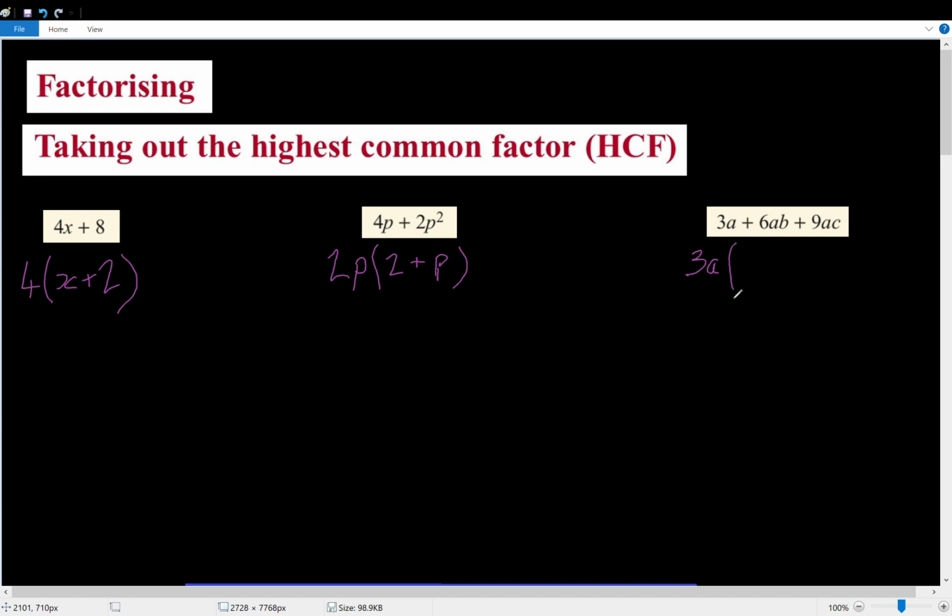Now we open our brackets, and now what we have to do is divide each of these terms by our highest common factor, which is 3a. 3a divided by 3a is 1, and then 6ab divided by 3a is going to be 2b. And 9ac divided by 3a is going to be 3c, like that. And then we close our bracket at the end. And that is it. That's the basics of highest common factor.